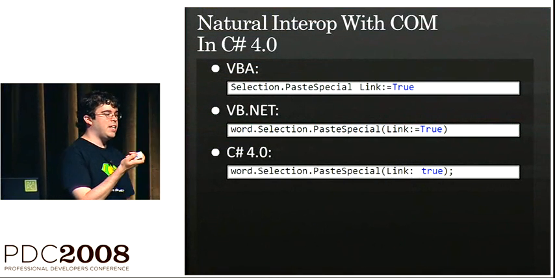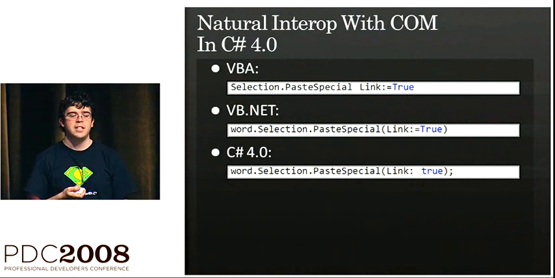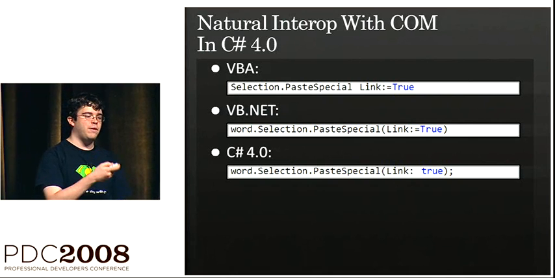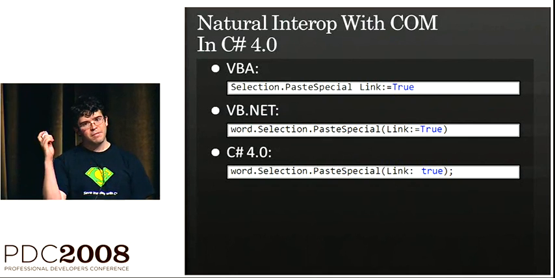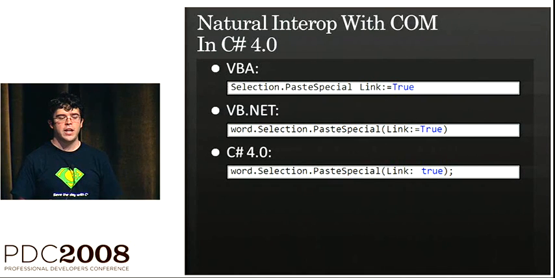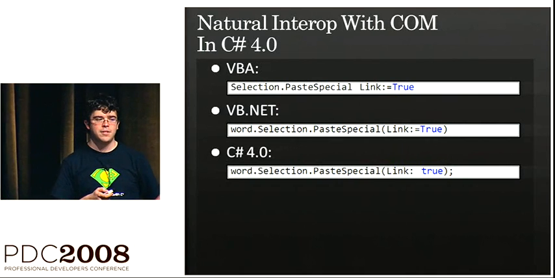And you can see, basically, we've now achieved this goal that we had with VBA and VB.NET. The code that I wrote for C# 4.0, except for the fact that we used colon instead of colon equals and have a semicolon, is really the same as the VB.NET code I'm able to write. It's now much shorter, and I don't have that whole baggage of missing parameters and having to worry about refs.